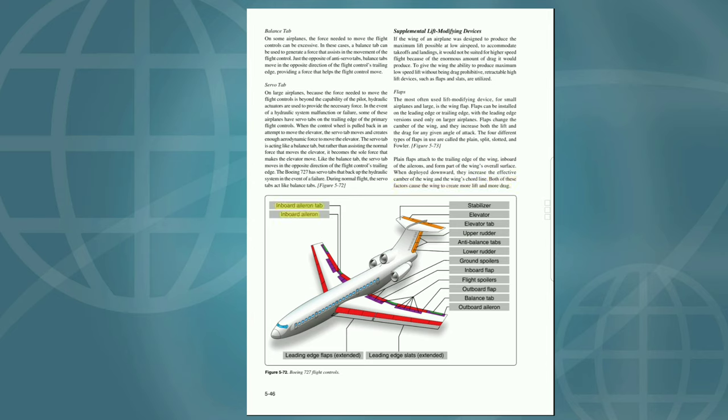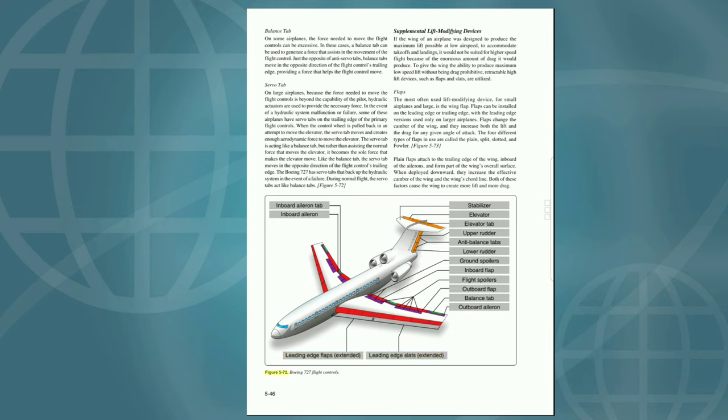Inboard aileron tab, inboard aileron. Stabilizer, elevator, elevator tab, upper rudder and balance tabs. Lower rudder, ground spoilers, inboard flap, flight spoilers, outboard flap, balance tab, outboard aileron. Leading edge flaps, extended. Leading edge slats, extended.